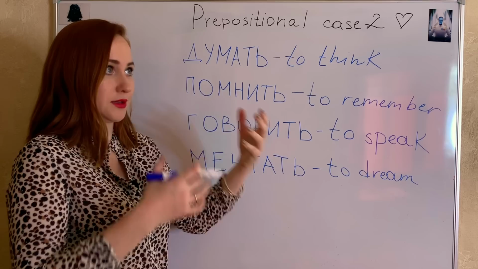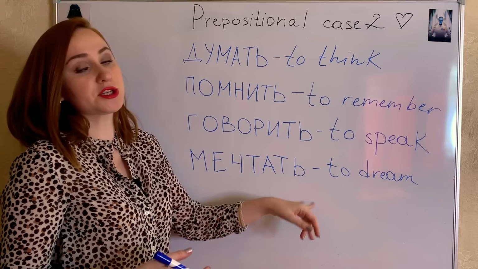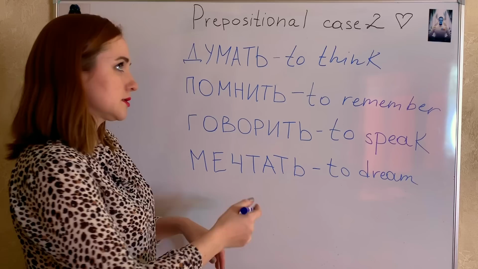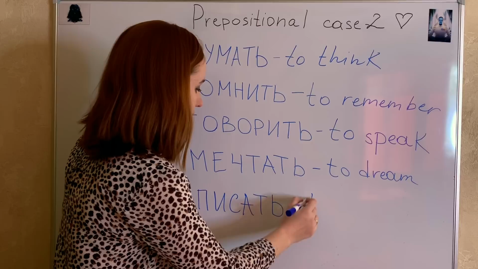Like Martin Luther King, like, I have a dream. So he dreams, он мечтает. So don't confuse this, because English speakers do it all the time. Мечтать, to have a dream, to dream. And писать, maybe, to write about something. Писать. To write.